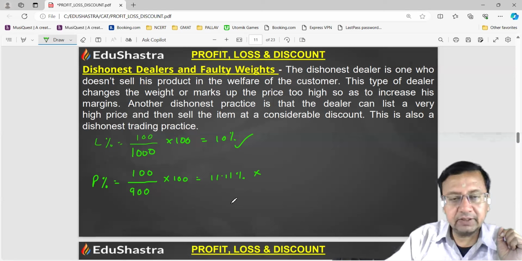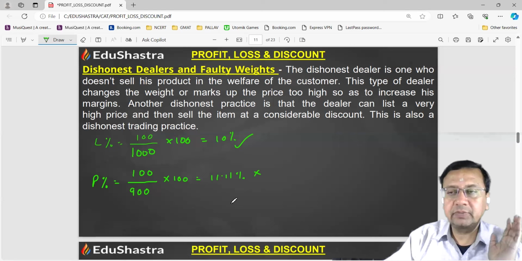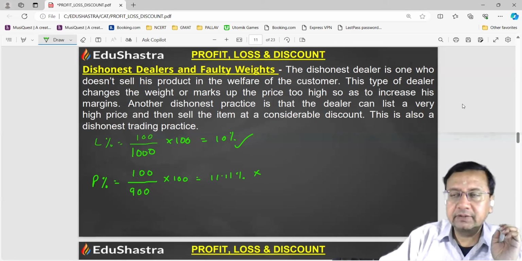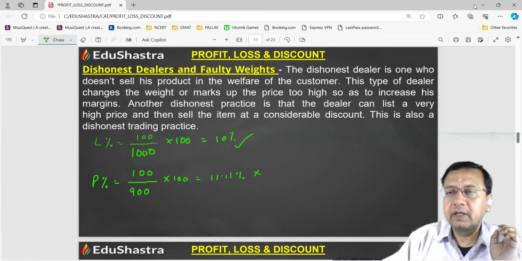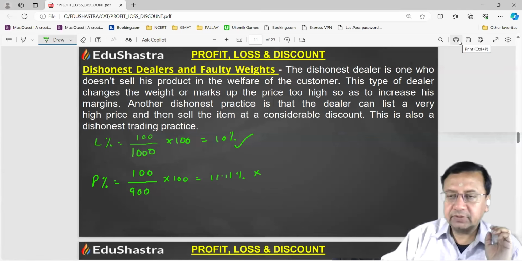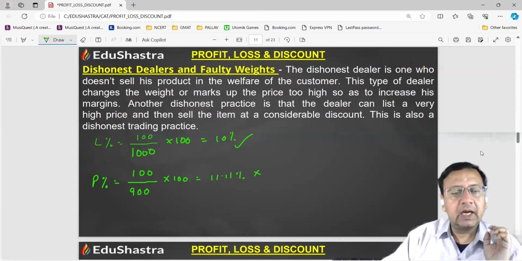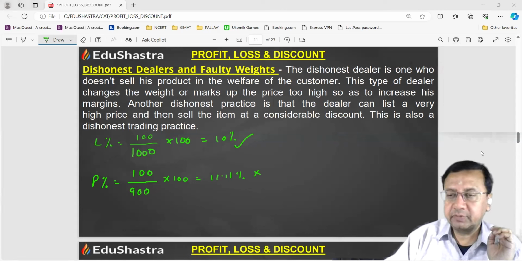A shopkeeper mixes 1 kg of sand with 5 kg of rice and increased the cost price by 25%. Right? Find the profit or loss percentage.